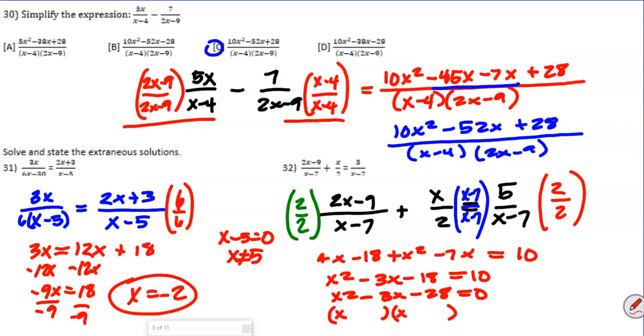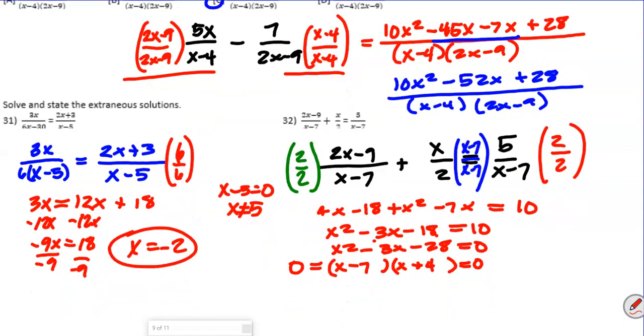So x and x, what are the factors of negative 28? That add up to be negative 3. That would be minus 7 and plus 4. Set both of those equal to 0. And so then our x is going to be equal to 7 and x is equal to negative 4.